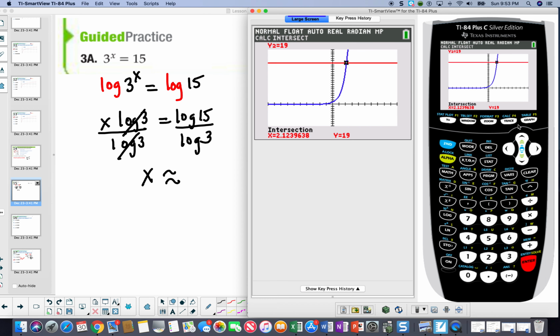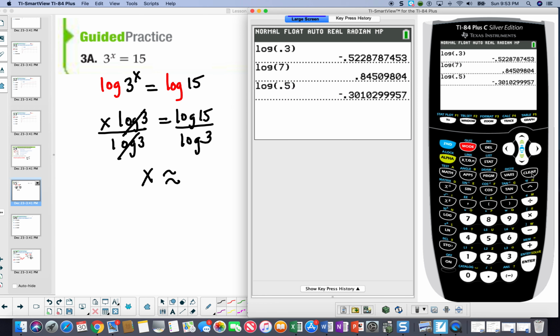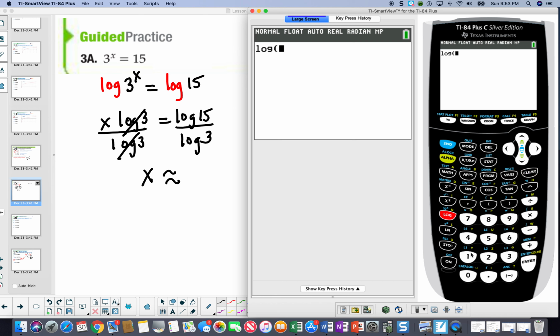And then I go ahead and put this in my calculator to get an approximation. And so I'm going to go over here and write second quit, and I'm going to clear. I'm going to write log 15 parentheses divided by log 3 parentheses, and then enter. And my answer is 2.4650.